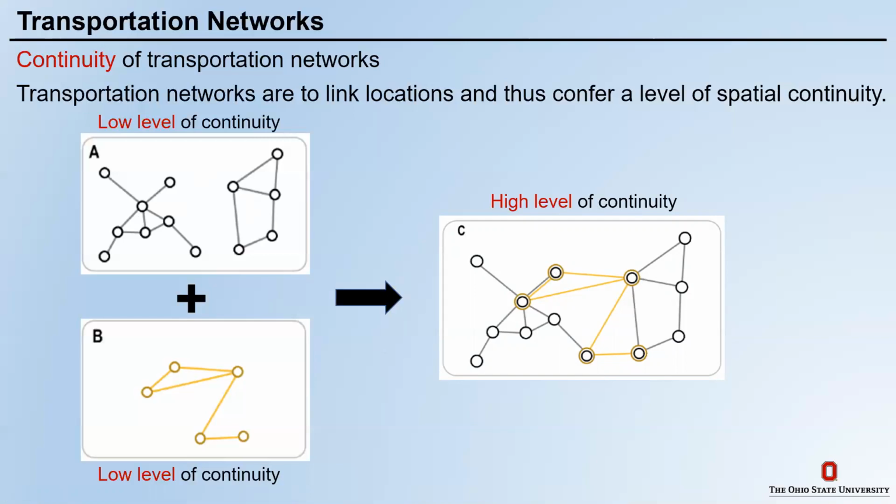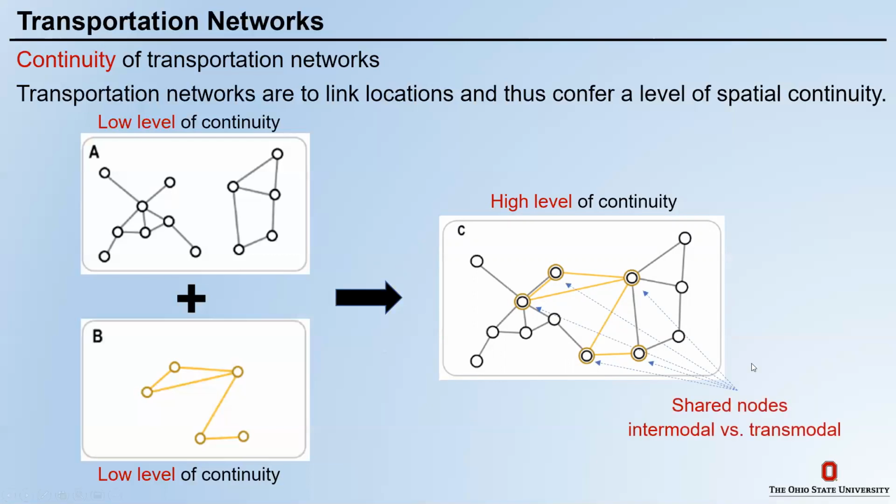Again, it's still not fully connected, all those nodes in this network from graph C, because it's not a complete network. But compared to the three small networks from graphs A and B, the continuity here is much higher. Okay, so this is called continuity.